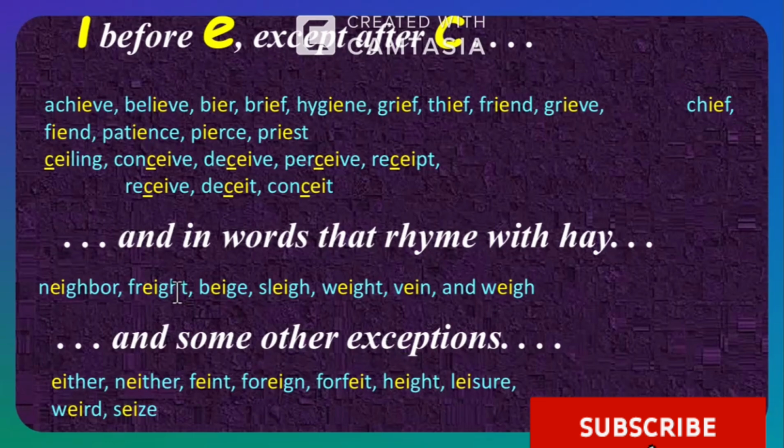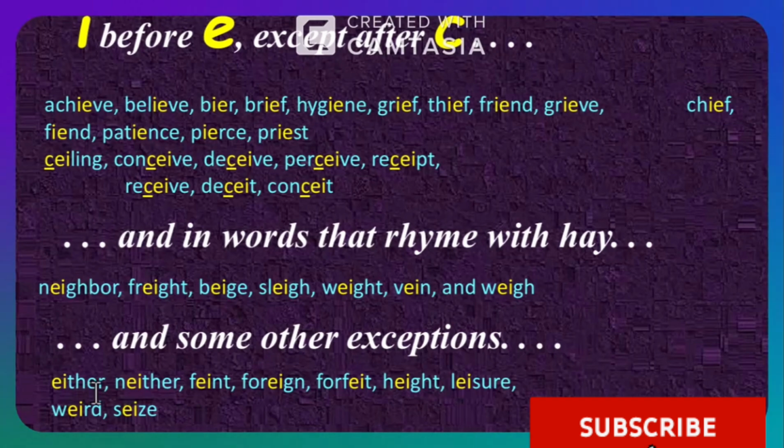And in words that rhyme with the word hey, for example, neigh, neighbor, freight, weigh, sleigh, weight, vein, veil, in these words also, first E comes, then I comes.